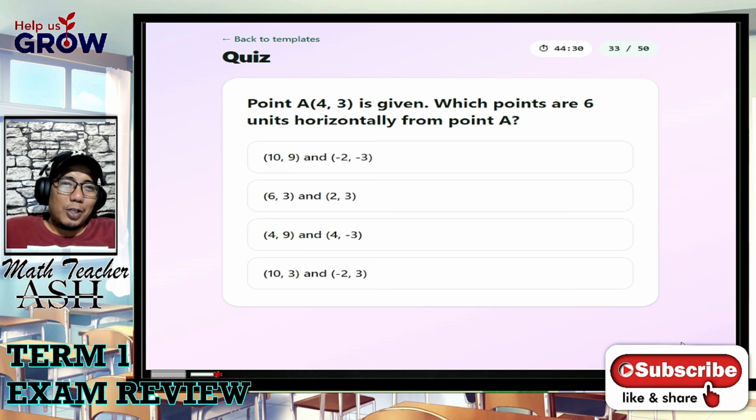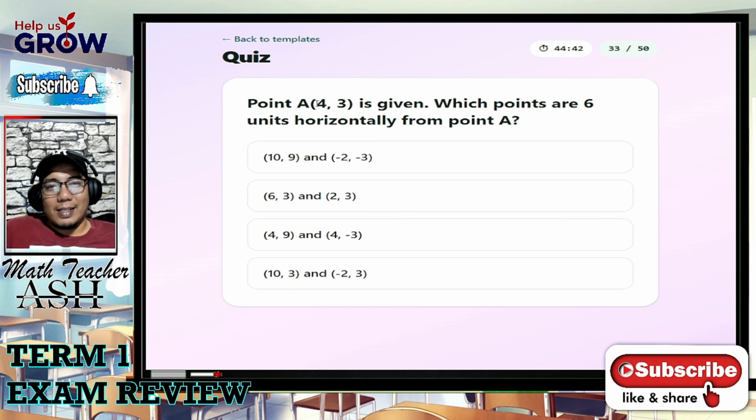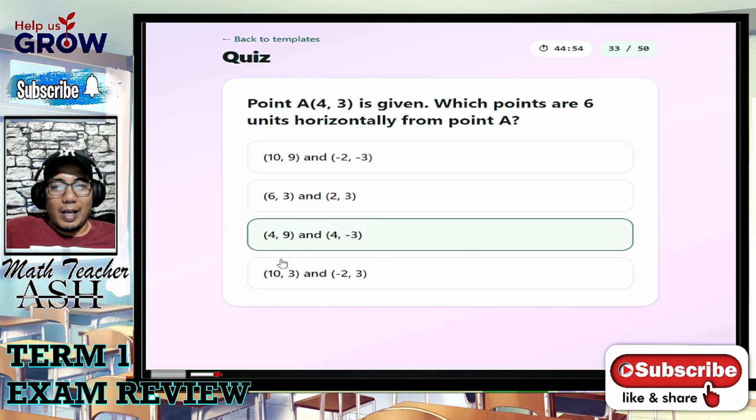Okay, my dear math learners, if we are talking now about horizontally, then that means we are dealing with the line that is parallel to the x-axis. So we will be focusing on the x-axis. We have here 6 units horizontally. So we move 6 units before 4 and 6 units after 4. So 4 plus 6, that would be 10. We have here 10 and 10.